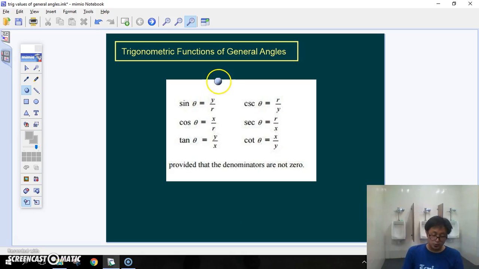Today, Niners, this video lesson will be on the trigonometric functions of general angles. The formulas are all here: sine theta, cosine theta, tangent theta, cosecant theta, secant theta, and cotangent theta.